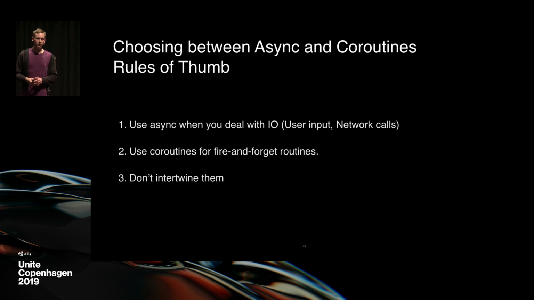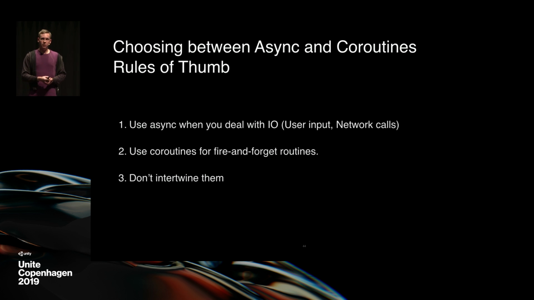So how do we justify using coroutines? We have to specify our use case a bit better, and this is what we ended up with. We use coroutines for fire and forget routines. Because fire and forget routines, by definition, don't return anything. And the biggest point in async was that it has return values. So we don't need async for these fire and forget routines, and we don't need the responsibility that comes with async. We can just skip all that and go with plain old simple coroutines.